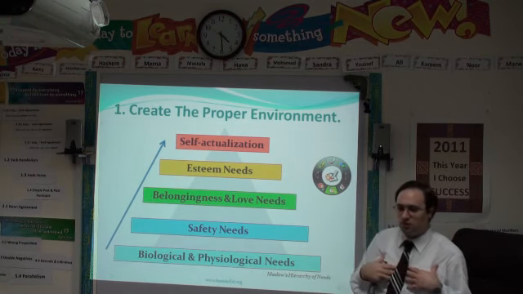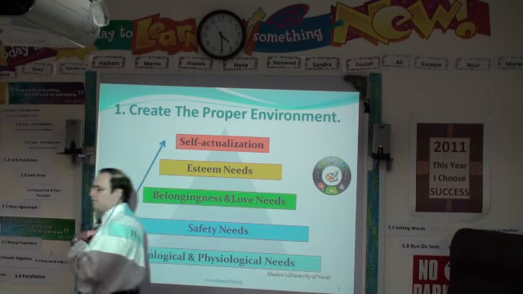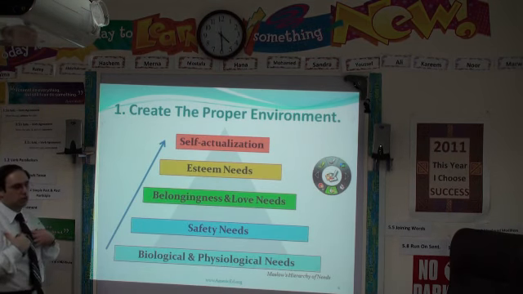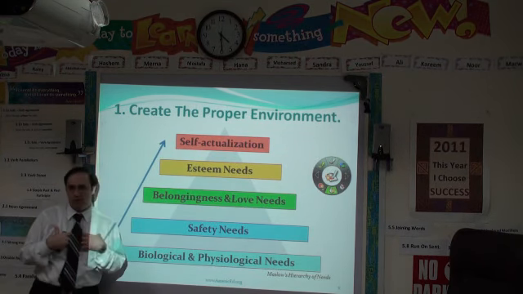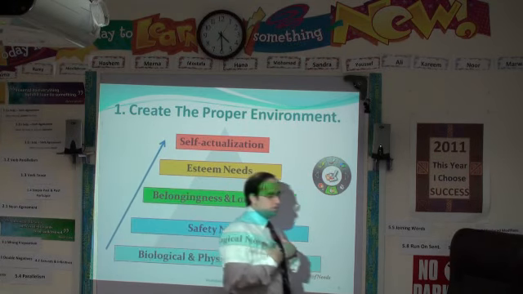So esteem needs is for me to feel that I am confident, to feel that I am capable of doing what I want to do from within me. And this is something we teach them. This is something we want them to reach. We want them to know that they are capable of doing what we ask them to do. Within them, they have this potential and they have this confidence.